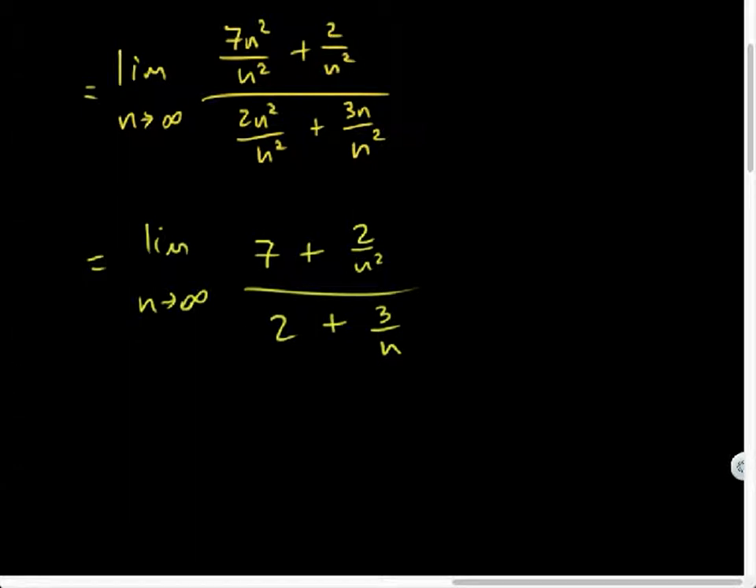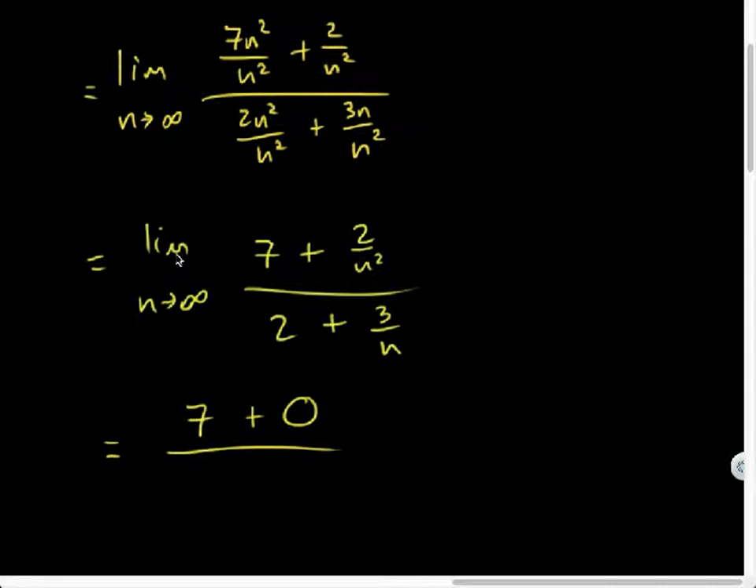What is the limit of 7 as n approaches infinity? What is that actually approaching? What is 7 approaching as n gets bigger and bigger? Just plain old 7. Is 7 being affected by n? It's just approaching 7. Plus, what is 2 over n squared approaching as n approaches infinity? A small number divided by an infinitely large number is approaching 0.